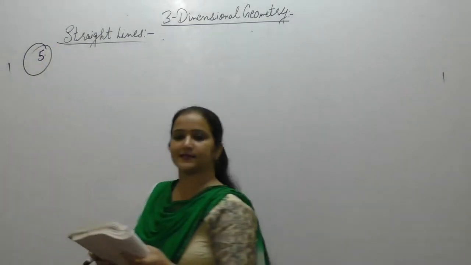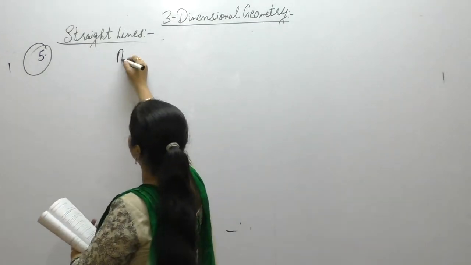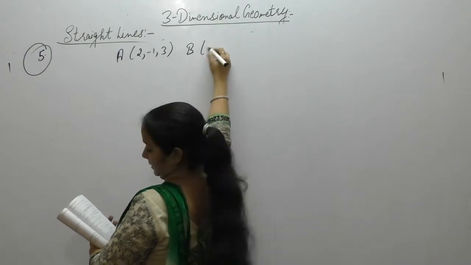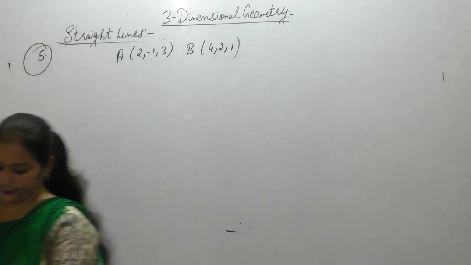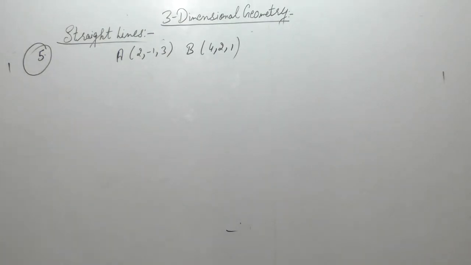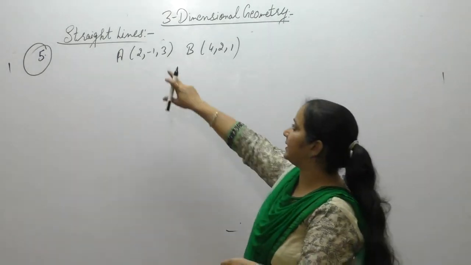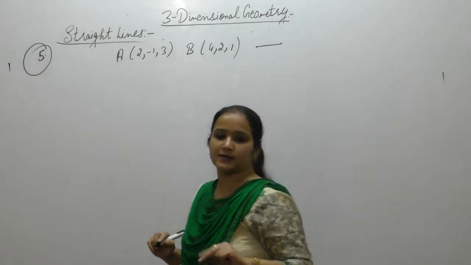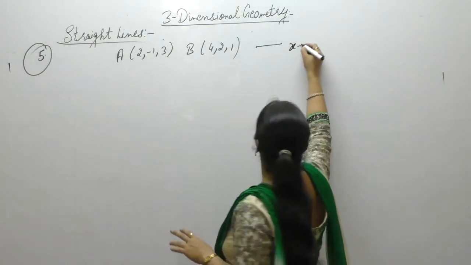Find the Cartesian equation of the line passing through points A(2, -1, 3) and B(4, 2, 1). Also reduce it to the vector form. सबसे पहले हमें कार्टेशियन इक्वेशन ऑफ लाइन निकालनी है. If this line is joining 2 points, the line passes through 2 points, then what is the Cartesian equation?